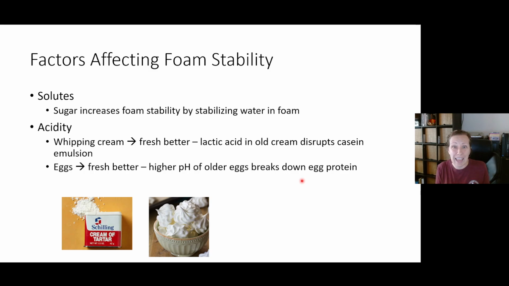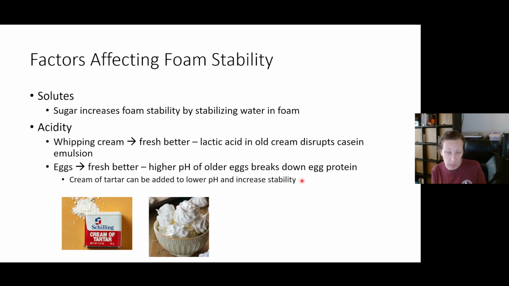Now, if we added acid to the eggs, it actually can be a good thing as long as you're not adding too much acid. And in fact, we do purposely add cream of tartar to lower the pH and increase the stability of the protein. So I said this wasn't opposite. It kind of still is. With whipping cream, we're very careful to not add acid. With eggs, sometimes we purposely add acid to increase stability.